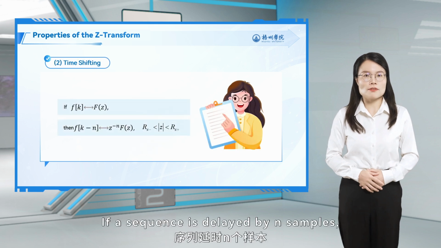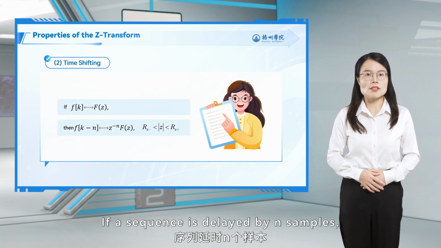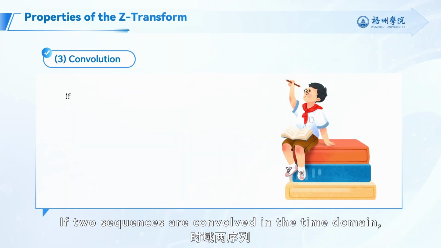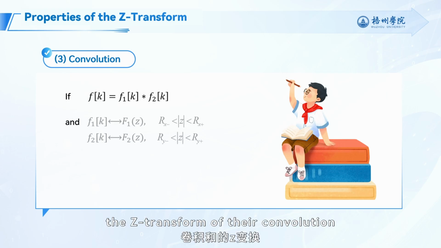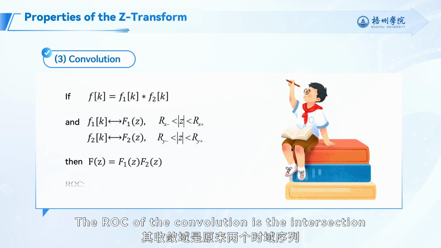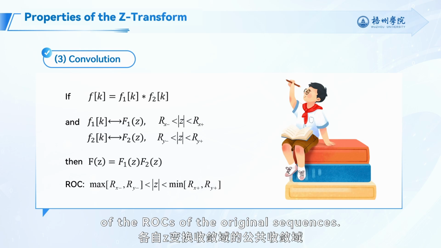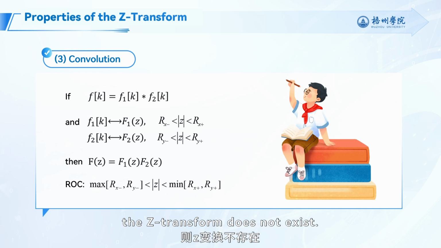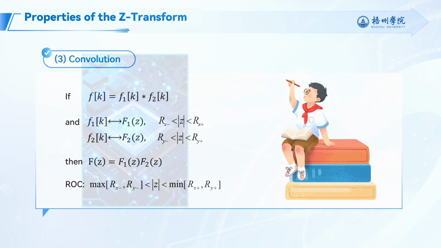Time shifting. If a sequence is delayed by n samples, its Z-transform is the original Z-transform multiplied by z to the minus n. Convolution. If two sequences are convolved in the time domain, the Z-transform of their convolution equals the product of the individual Z-transforms. The ROC of the convolution is the intersection of the ROCs of the original sequences. Similarly, if there is no common ROC, the Z-transform does not exist.